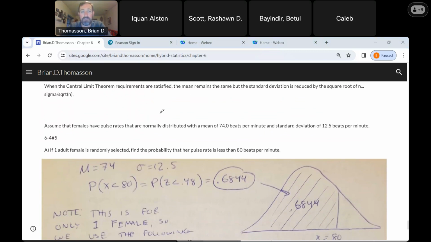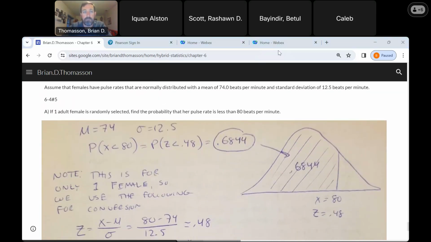Assume that female pulse rates are normally distributed with a mean of 74 beats per minute and a standard deviation of 12.5. Okay, so we have a new mean and a new standard deviation. Okay. And then we're going to look at part A. It says if one adult female is randomly selected, find the probability that her pulse rate is less than 80 beats per minute. Okay. This is exactly what we did in the previous section. We have our mean, our standard deviation, and we're trying to find the probability that a single female has a pulse rate of less than 80 beats per minute. Okay. If we're going to try to do it by hand, we can convert it to a Z and use the table by using this formula.